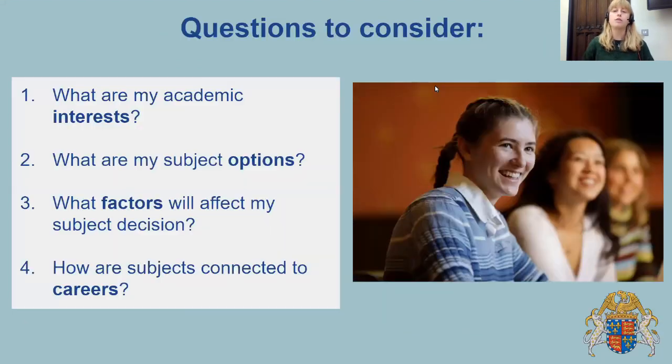So questions to consider in today's session. What are your academic interests? What are your subject options? What factors are there that are going to influence your decision in terms of your university course choices? And how are subjects connected to careers? So we're going to be covering all of these questions in today's session.